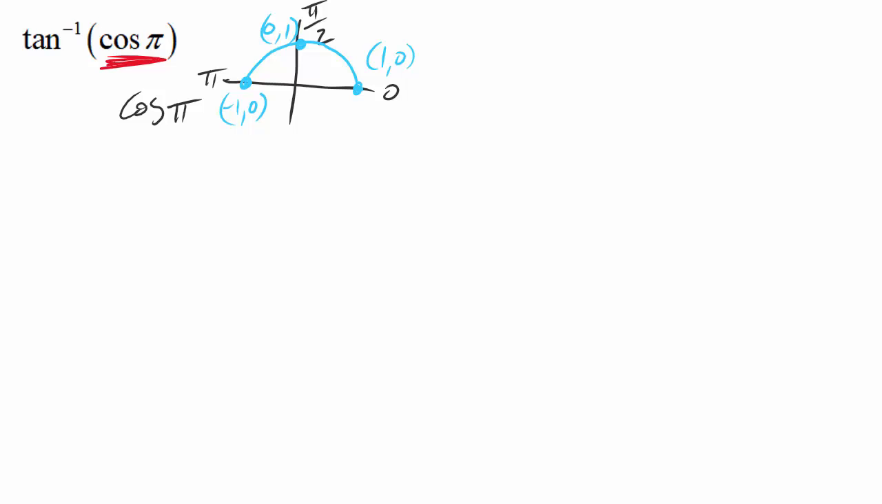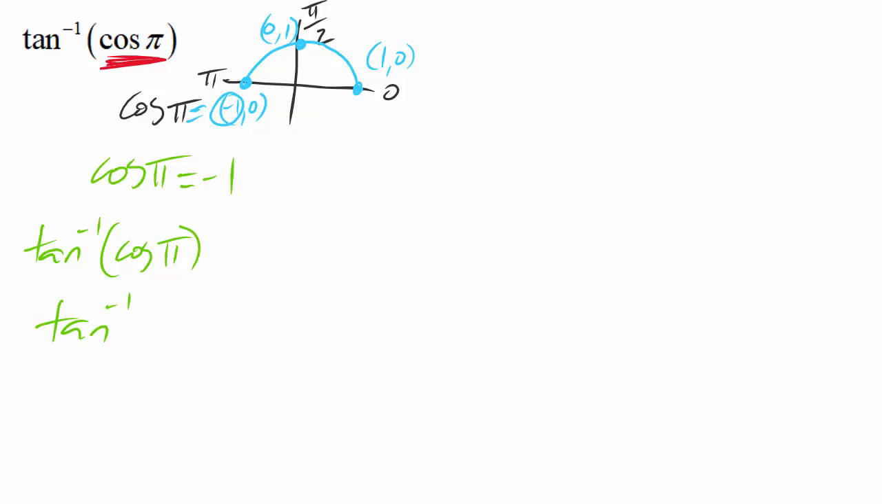So for our cosine of pi, that is equal to that negative 1 here. Let me go ahead and rewrite that just to make it a little easier to look at. So we know the cosine of pi is equal to negative 1. So what we're going to do now is incorporate that inverse tangent that was out front of our cosine of pi. So we know this is inverse tangent of negative 1.